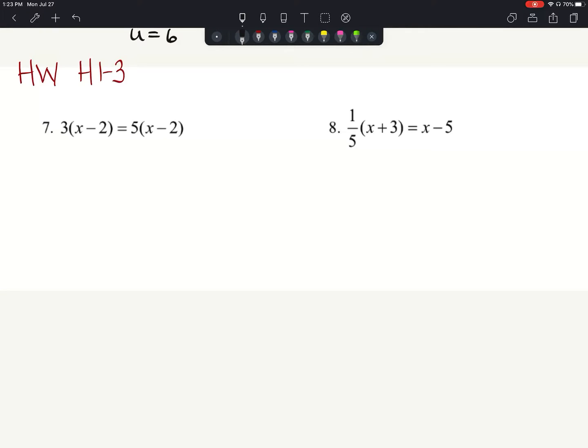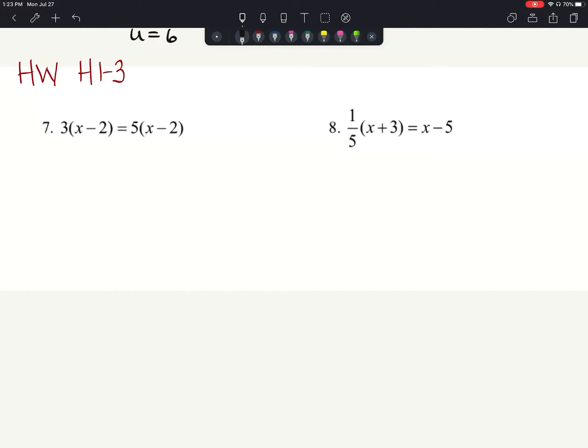Problems number 7 and 8 from homework worksheet 1-3. Number 7 says 3 times the quantity of x minus 2 is equal to 5 times the quantity of x minus 2. Some different ways we could look at this here.